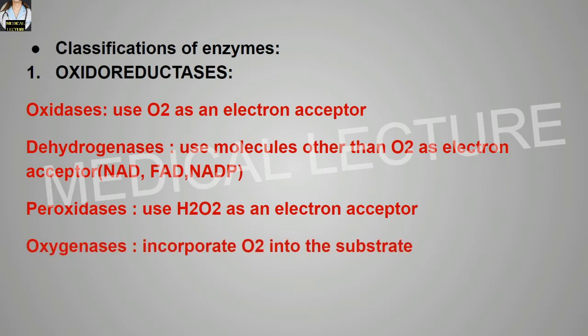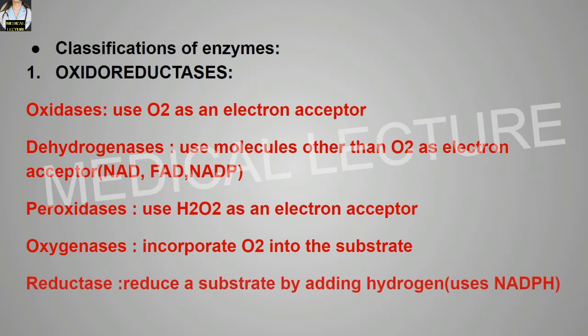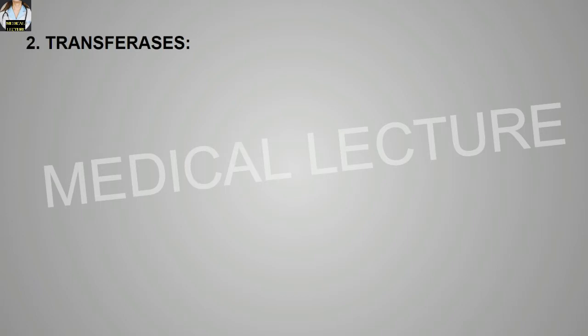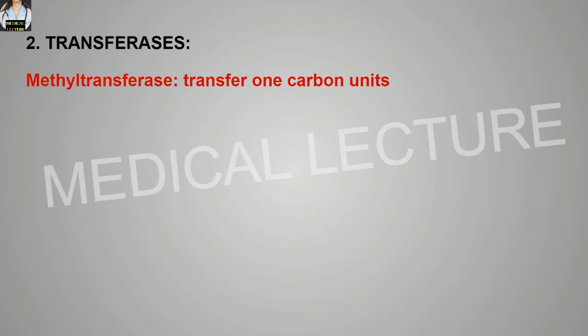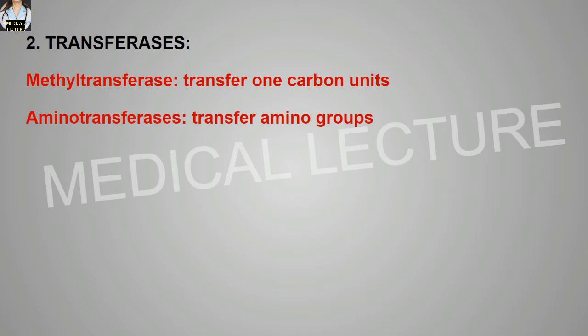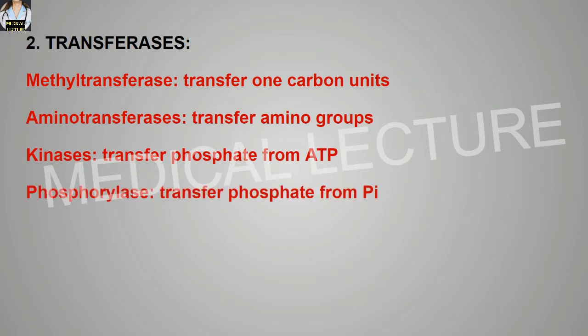Oxygenases incorporate oxygen into the substrate, and the reductase reduces a substrate by adding hydrogen, and this reductase uses NADPH. Now the second class is the transferases. These include the methyl transferase, which transfers one carbon unit. Aminotransferases transfer amino groups. Kinases transfer phosphate from the ATP. Phosphorylase transfers the phosphate from inorganic phosphate groups.